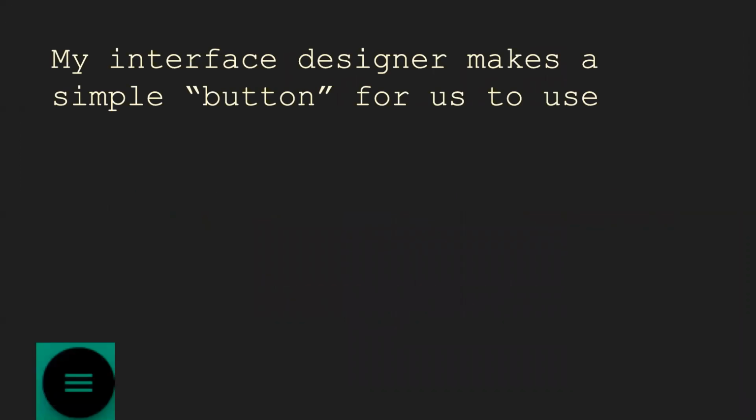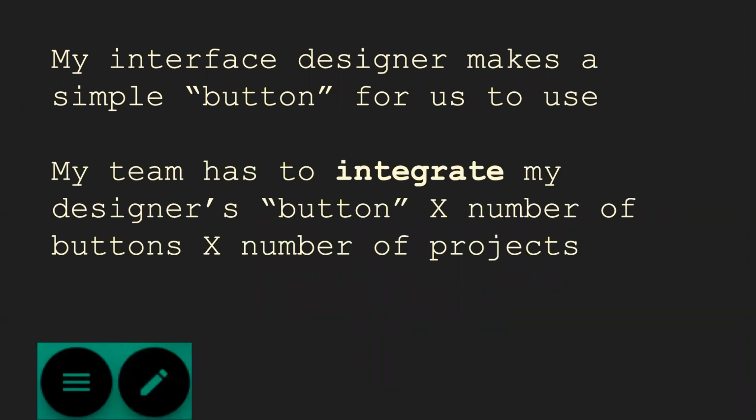So my interface designer or the USA Gov group, they make this simple button for me to use, right? And I put that button on the interface. I know it's a hamburger menu, and now I can just implement a bunch of CSS, and I've got the hamburger menu, right? And then my team goes to integrate that designer's button, and they have to do it more than once. Otherwise, why would we make a comp for a singular thing? We probably have multiple buttons. And so when they go about integrating a button or two, it's probably not a big deal.